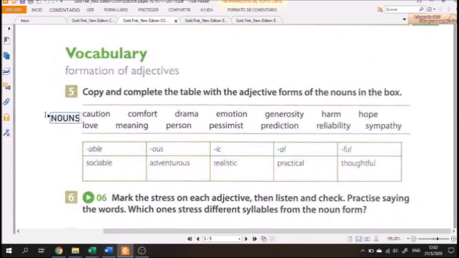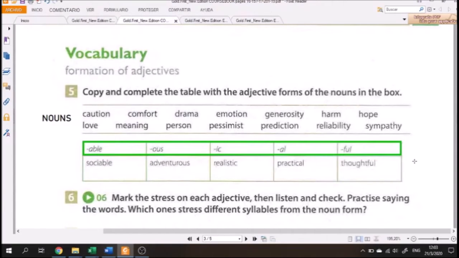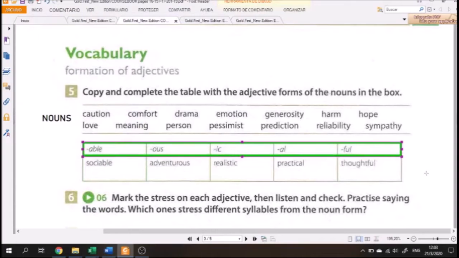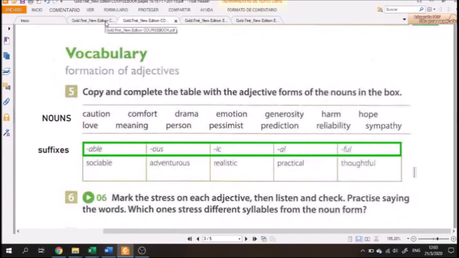And what you have to do is to transform them into adjectives using the correct, what do we call this kind of words? No, it's not a word, this piece of words, let's say, this part of the word. Do you remember what we call them? These are suffixes. And I want you to put the nouns with the correct suffix so you form adjectives. Copy and complete the table with the adjective forms of the nouns in the box. So, I am going to give you 3 minutes to do this activity.